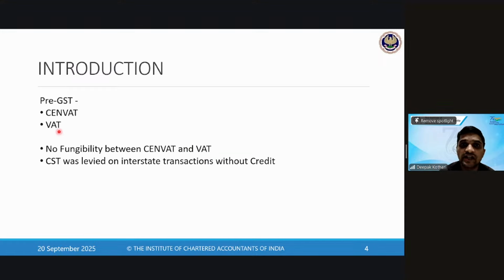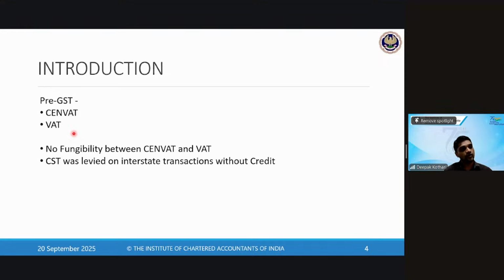Secondly, VAT was levied by the state government when you do an intra-state transaction, like how today you have CGST and SGST on intra-state transactions, and when you do an interstate transaction, you have IGST. Similarly, pre-GST, on intrastate VAT was charged, and on interstate CST was charged. So when you do an interstate transaction, you will pay CST on the goods, and when you do an intrastate transaction, you will charge VAT on those goods.